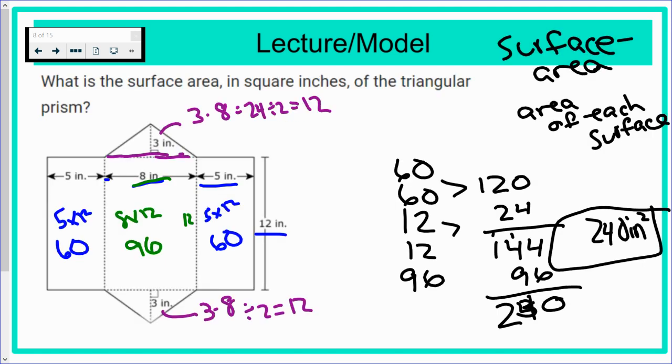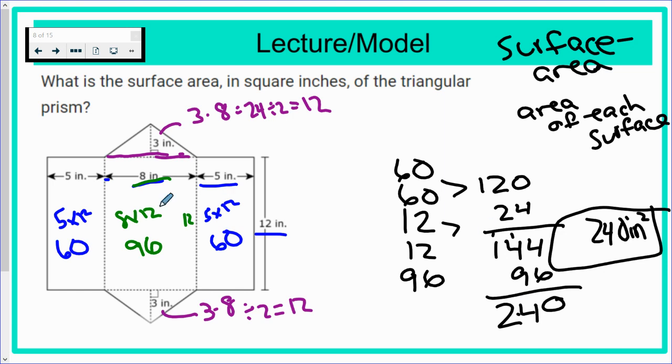All right, last but not least, surface area. Surface area is the area of each surface. So what I mean by that is we're going to find the area of each individual piece. This is a net of a triangular prism because it has triangle bases and then rectangle sides, and it has two bases.